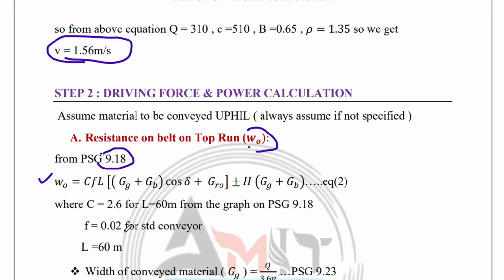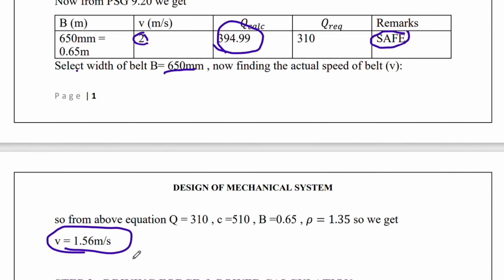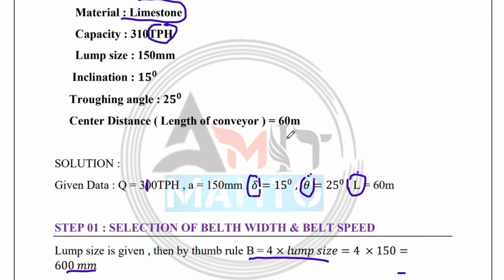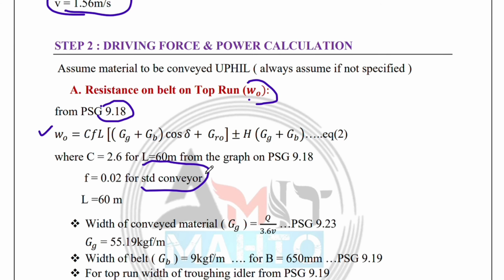Now next is small f. Small f is the friction between the idler and the belt. This we have to assume always as 0.02 for a standard conveyor. Always assume it as a standard conveyor, and for a standard conveyor the value of f is 0.02. And L is given as 60 meter in the question. The length of the conveyor is 60 meter.